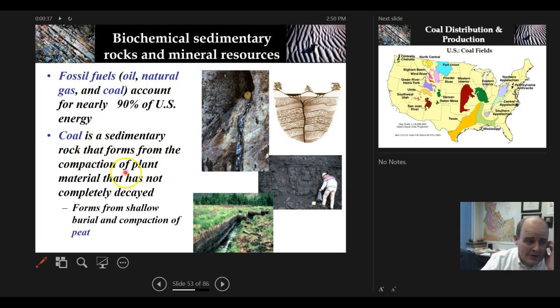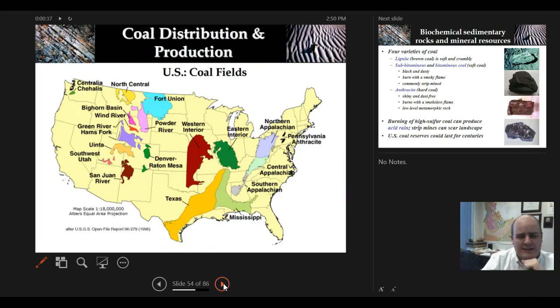Coal is that sedimentary rock that forms from the compaction of plants, okay, and it forms by shallow burial and compaction of the peat, where chemical processes slowly change that peat to other materials. So here are some of the major coal fields in the United States where we get our coal from. West Virginia has the Appalachian coal, Central Appalachian coal. We don't really have much in North Carolina at all, but all along the Appalachians, Texas, the western and eastern interior, and then we have lots out here in the western United States.